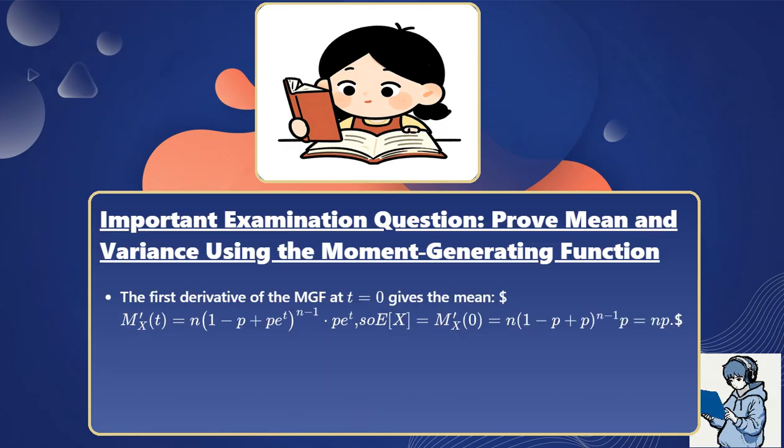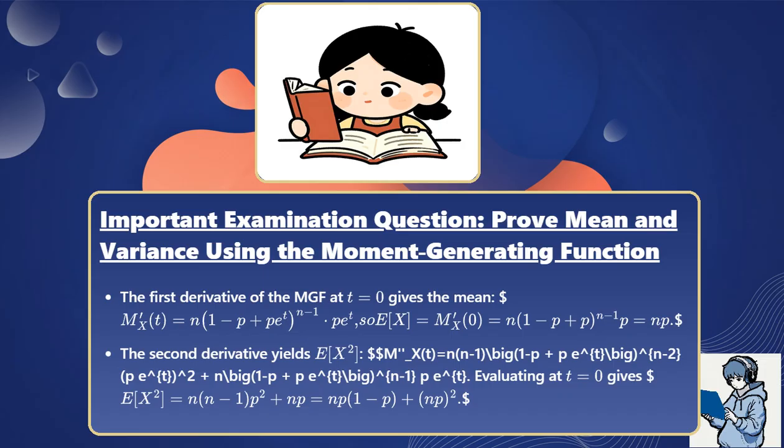The first derivative of the MGF at t equals 0 gives the mean. M'_X(t) equals n times (1 minus p plus p e to the t) raised to the n minus 1 times p e to the t. So E of X equals M'_X(0) equals n times (1 minus p plus p) raised to the n minus 1 times p, which equals np.